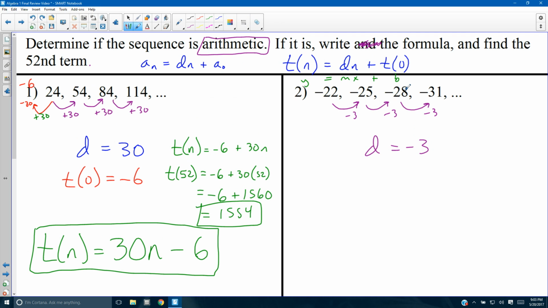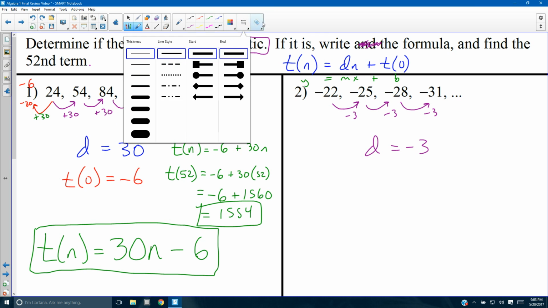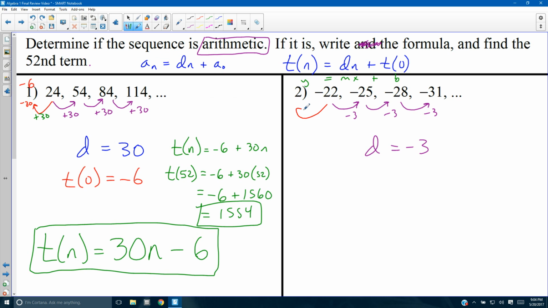So I will write the formula. We have our common difference. We do need the value of term number 0 by subtracting negative 3, which is adding 3. Adding 3, figure out what term 0 was. Negative 19. So the value of term 0 is negative 19, which again does that same explanation as before.